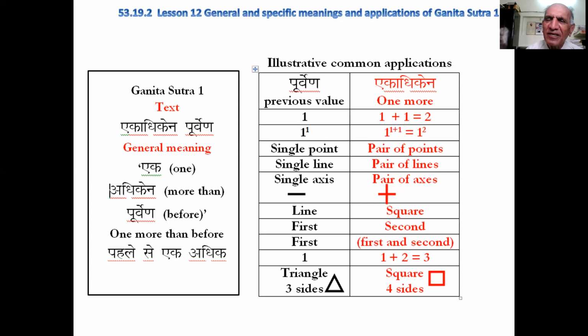A step ahead will take us to a line transforming into a square. Still further, it will be first and then second, or it could be first and then first and second. It also can be 1, and the next will be 1 plus 2, meaning 2 entities added, 3. Still further, it can be a 3-sided triangle entity to a 4-sided square entity.